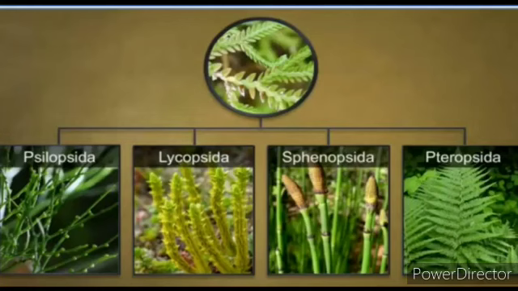Next, the pteridophytes are further classified into four classes. First, Psilopsida, example Psilotum. Second, Lycopsida, example Selaginella, Lycopodium. Third, Sphenopsida, example Equisetum. And the last class, fourth, Pteropsida, example Dryopteris, Pteris and Adiantum.